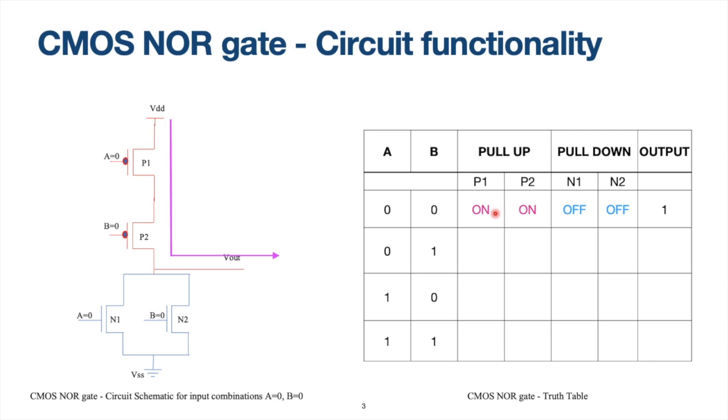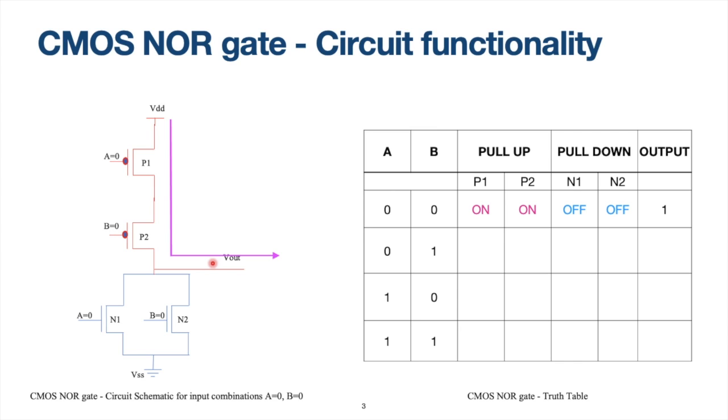Now look into the truth table. Transistor P1 is on, P2 is on, N1 is off, N2 is off. Since both P1 and P2 are on, we have a path from VDD to Vout. Therefore, your output is going to be 1 because the charge at your load capacitor is equal to VDD. When you equate to logic values 1 and 0, your output should be equal to 1. So, this is the first combination, 0,0, where your output is 1, which is verified.